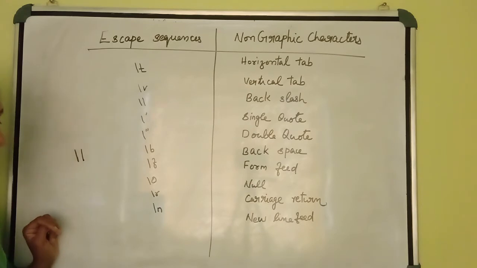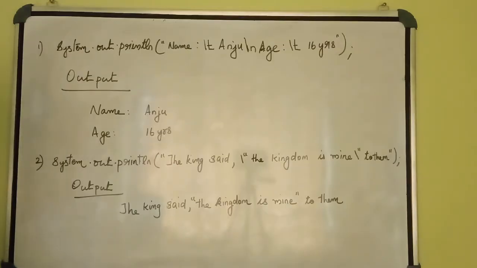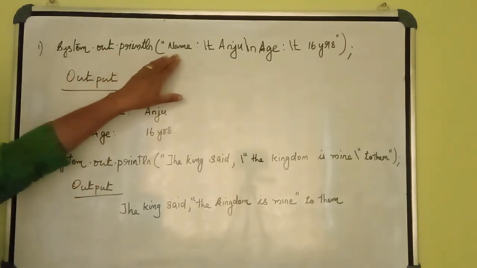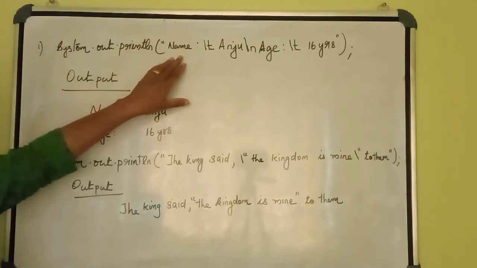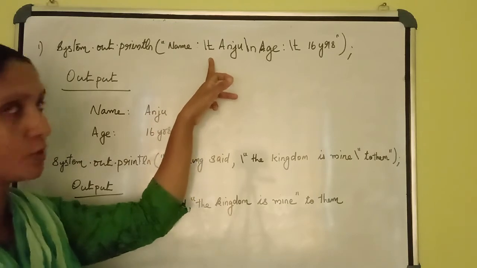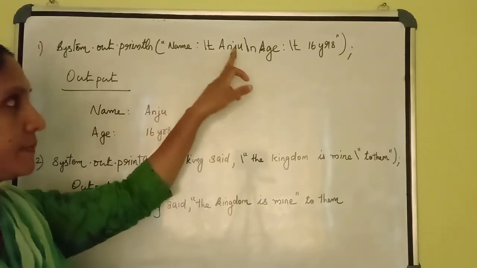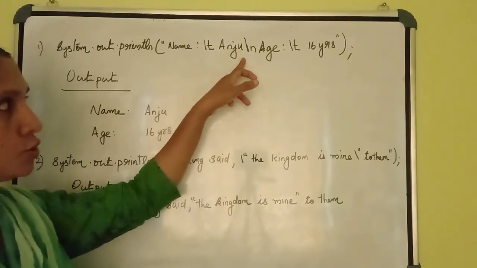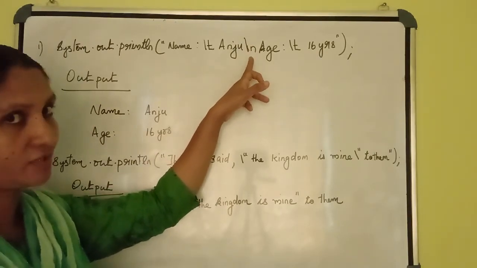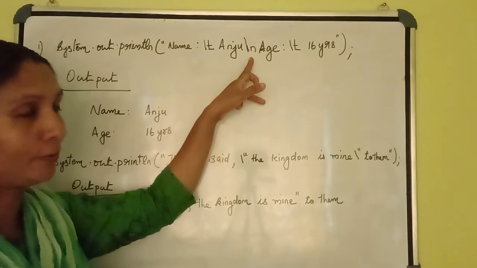And you all understood. I will explain with the help of an example. Let's consider one example to understand this escape sequence. First I will write System.out.println, and within double inverted commas, "Name: \t". What's the use of \t? To get a tab space. Then I will write the value as Anju. Then again I have given one escape sequence here, \n. What's the use of \n? To get a new line.